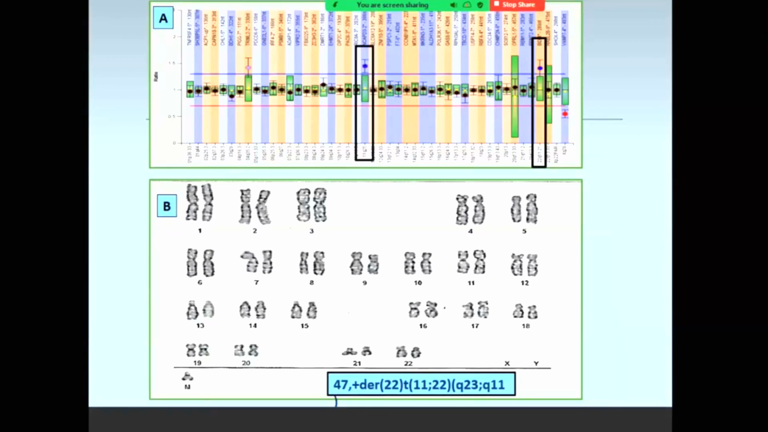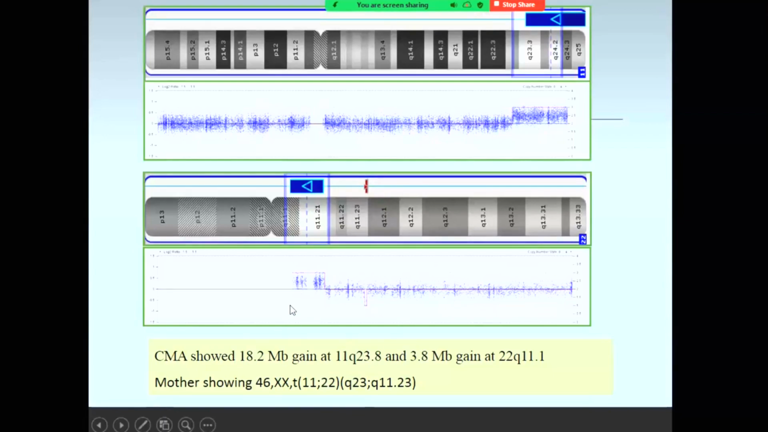So there is duplication on both chromosome 11 and 22. So we know that chromosome 11 and 22 duplication is seen in a condition known as Emanuel syndrome, in which the marker chromosome is composed of part of the 11th chromosome and part of the 22nd chromosome. Okay. So this particular chromosome is composed of 11 and 22 and is known as derivative 22 chromosome. Now we had done microarray also.